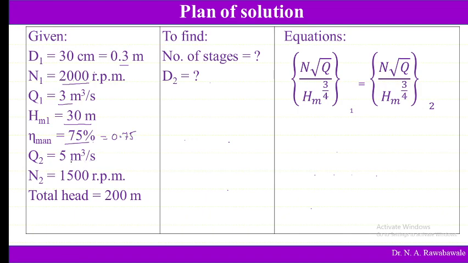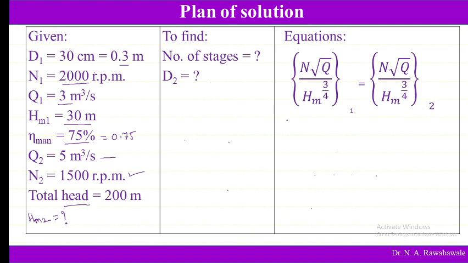Whereas the multi-stage pump is delivering 5 meter cube per second, running at 1500 rpm, with a total head. So the head of each stage, that is HM2, we have to find out, and if we divide the total head by HM2, the head of each stage, then we will get the number of stages. So the number of stages and D2.